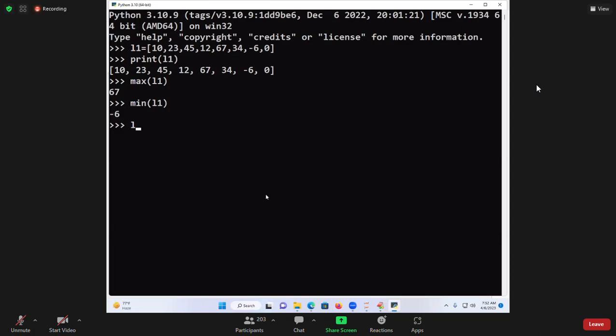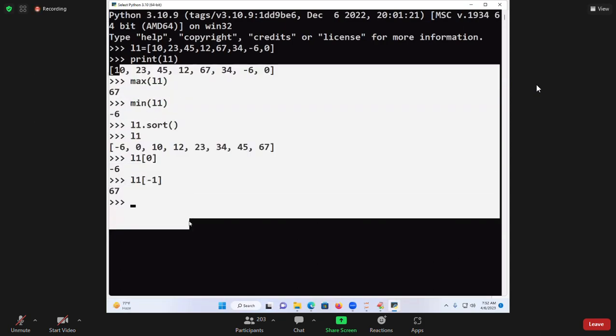There is another way also. L1 dot sort. You print L1. L1 of 0 will give you the min, the least. L1 of -1 will give you the max. There are so many ways to find it. Once we know the subject very well, it comes easily. Once we don't know the subject, nothing will come out of it. So these are the many ways.